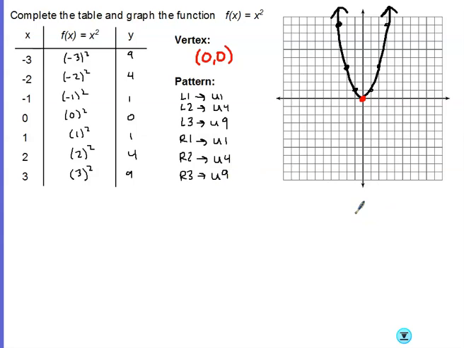So from the vertex, all we're going to do is follow our pattern where we take those left and right movements and square them to get the vertical movement. So if I were, for example, to go right 4, I would be going up 16. 4 squared is 16. If I went right 5, I would be going up 25. All we're doing is taking the right and left movements and squaring them, because that is the rule we're given in our original function.